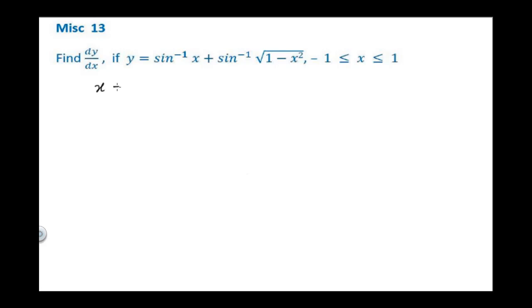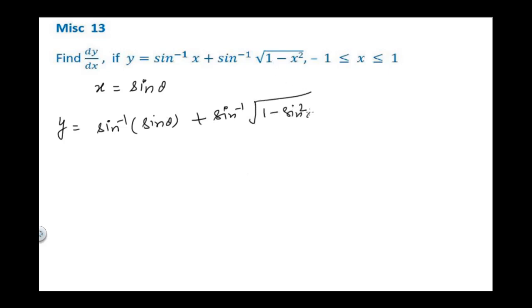We'll consider x as sine theta. Just to see now, we will get y equal to sine inverse of sine theta plus sine inverse of under root 1 minus sine square theta. You know what is 1 minus sine square theta? It is cos theta.